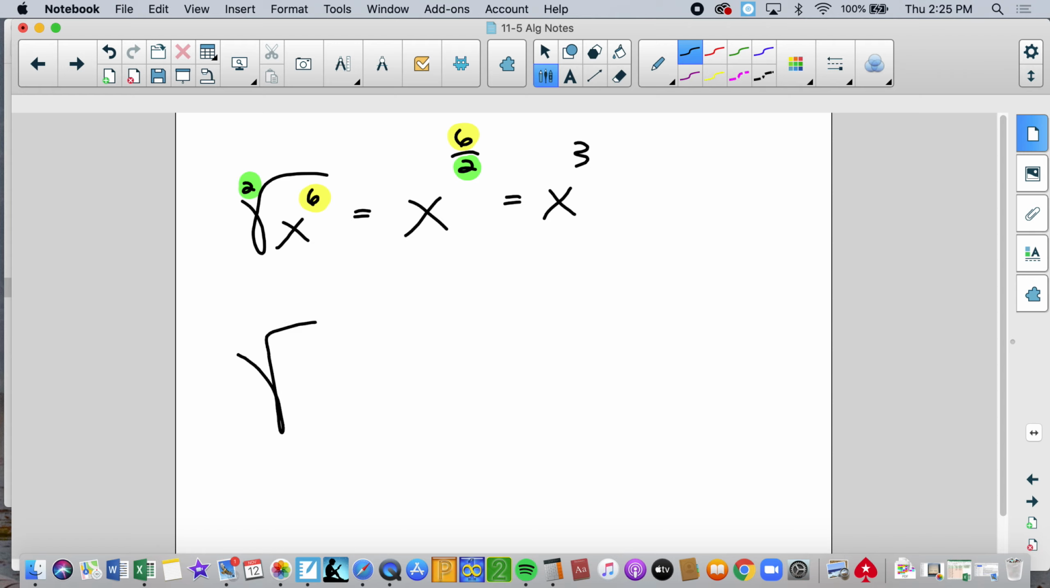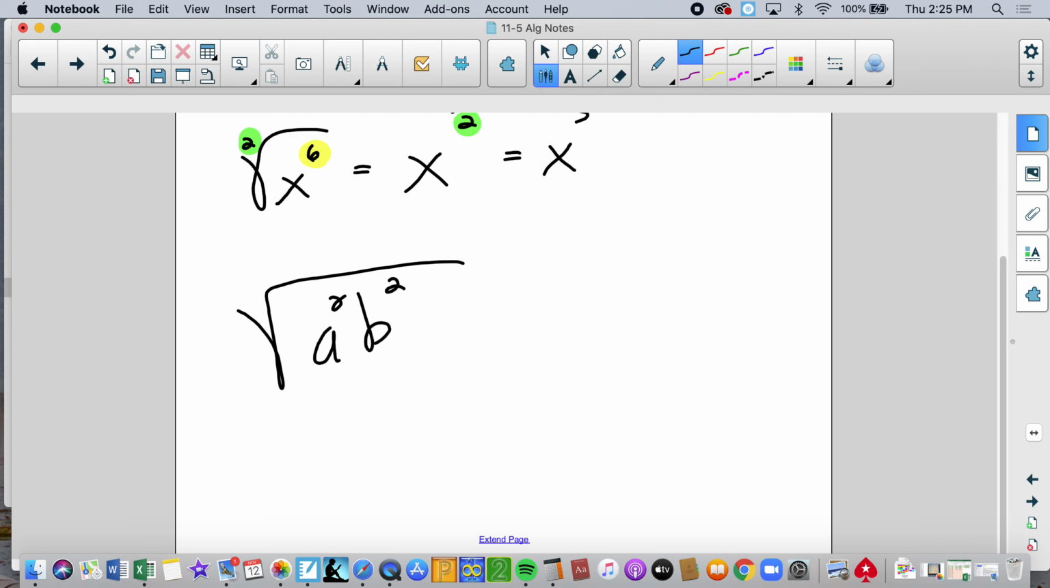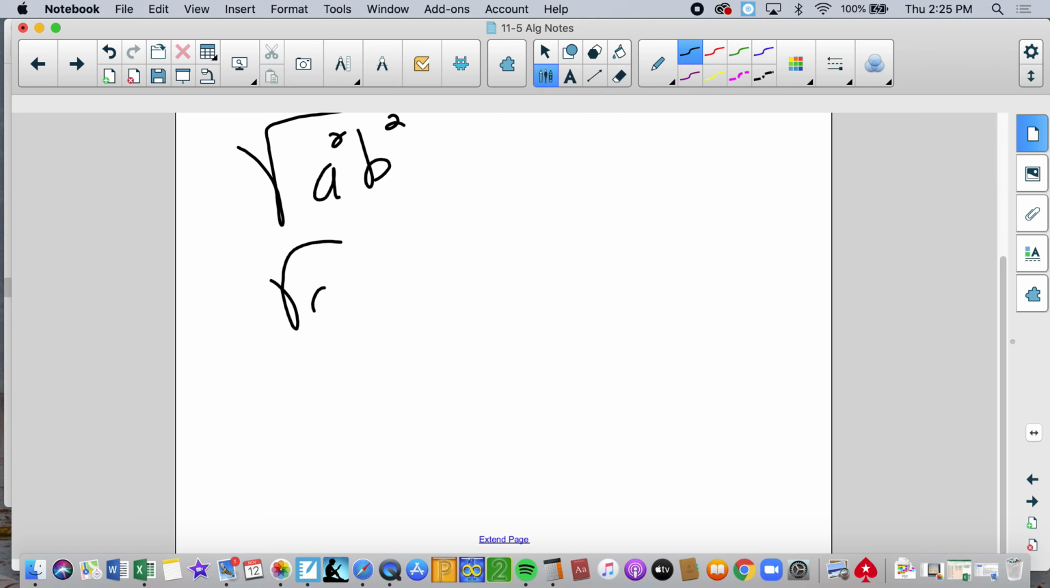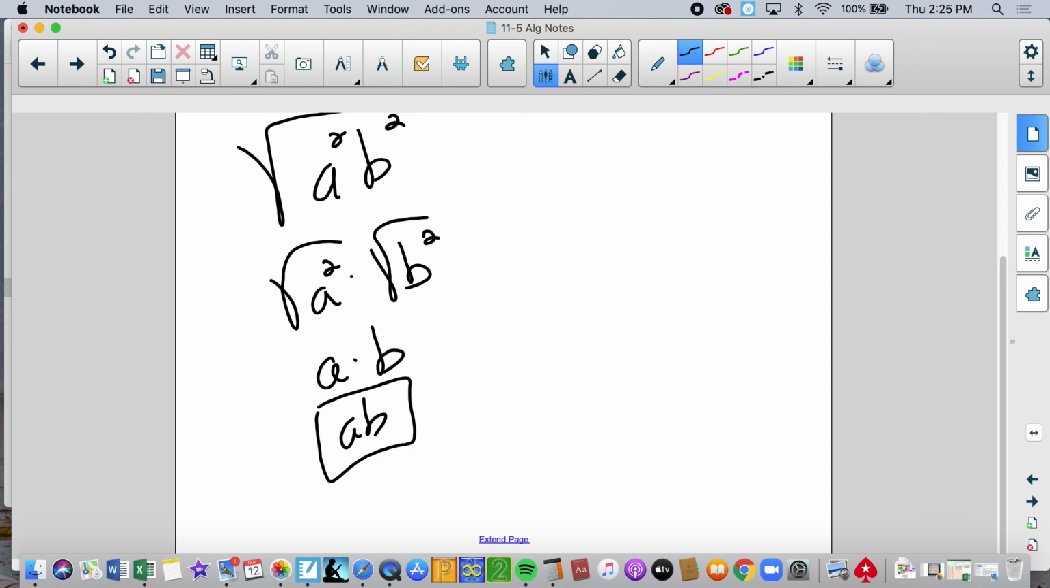What if we had the square root of a squared b squared? What would we do with that? Well, we would separate them again. Square root of a squared is a, square root of b squared is b, so my answer is going to be ab.